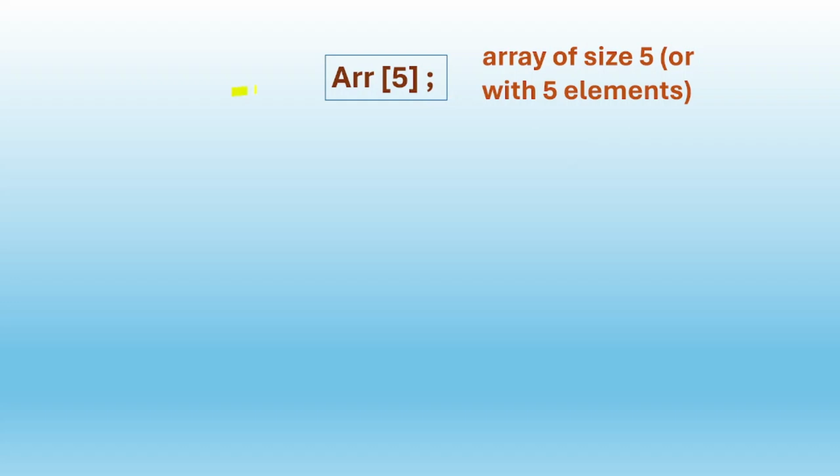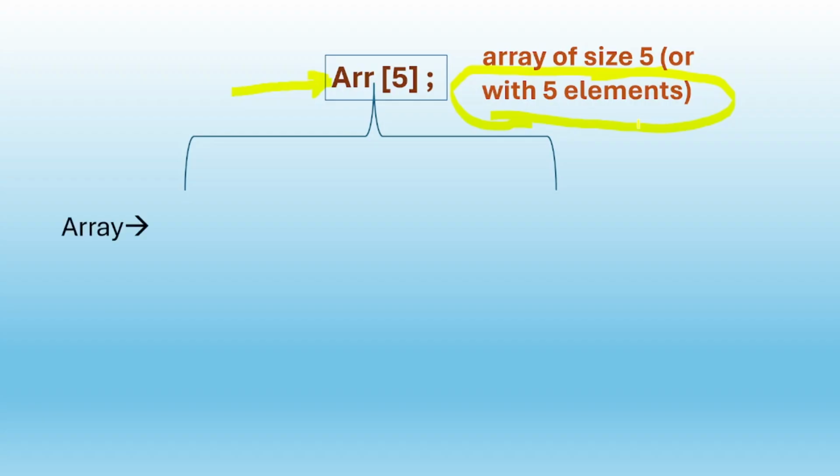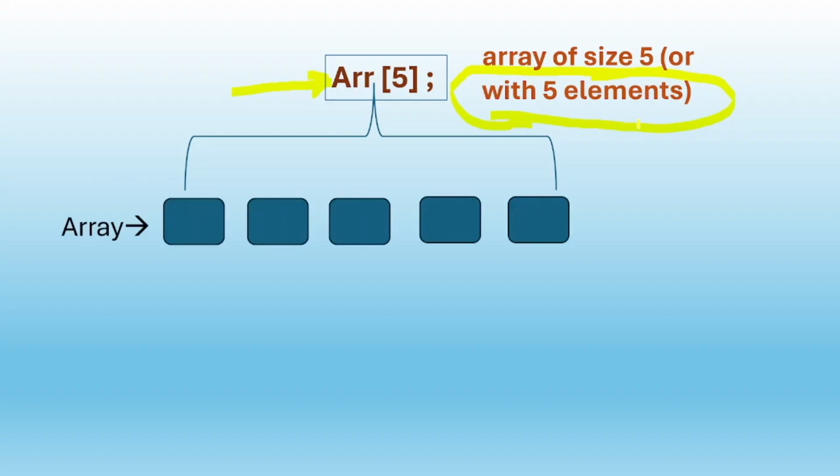This is ARR, the name of the array, and this array is of size 5, so it will contain 5 elements. The same can be written in this format. These are the 5 empty memory blocks where data will be stored, and these are the indexes of those blocks.